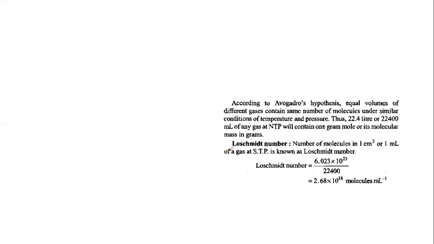The next important area we are doing is the Loschmidt number. What is it? Loschmidt number is nothing but the number of molecules in 1 centimeter cube, otherwise 1 ml. In 1 ml of gas, how many molecules are there? That is called the Loschmidt number. So the number of molecules in 1 centimeter cube, or 1 cubic centimeter, or 1 ml, or simply 1 cc, is the Loschmidt number.